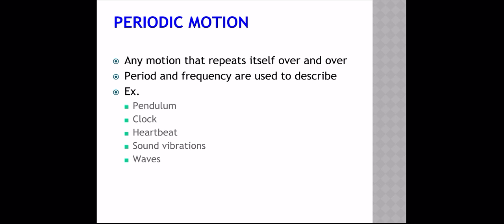So periodic motion is any motion that repeats itself over and over. Two terms, period and frequency, are some of the things that we would use to describe repetitive or periodic motion. Things like this could be anything from a pendulum, a clock, the heartbeat, sound vibrations, waves, really anything that has some type of repetitive nature to it.